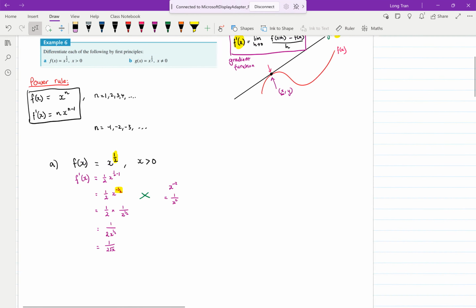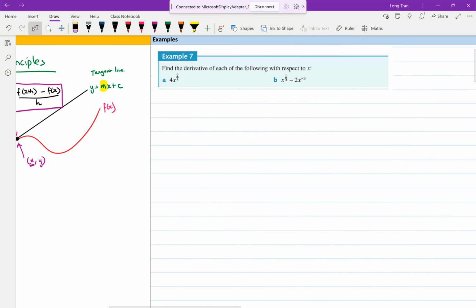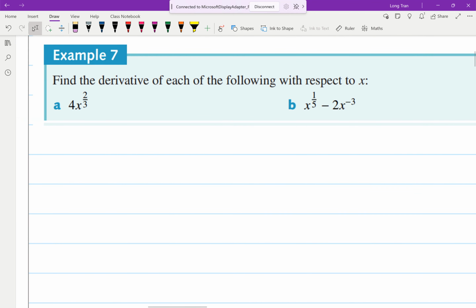Let's take another example now. Let's try this one now. So you know this power rule. It's x to the power of 2/3, and this is x to the power of 1/5, x to the power of negative 3. You're combining what you've learnt previously, so let's try this again. Here we go. A, f of x is equal to 4x to the power of 2/3. Let's use our power rule.